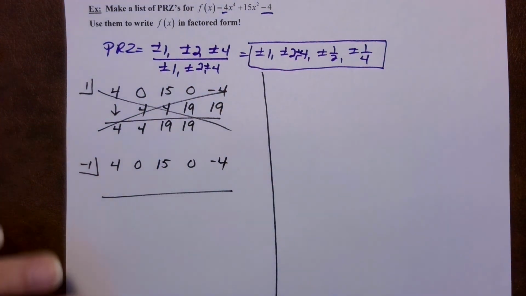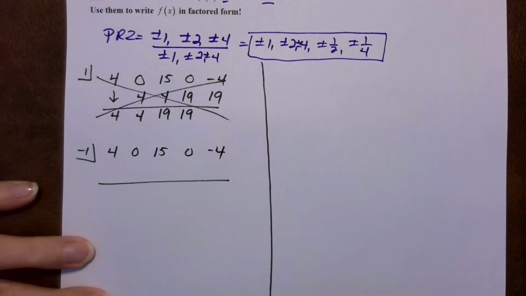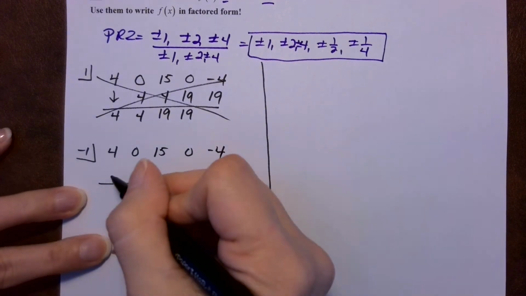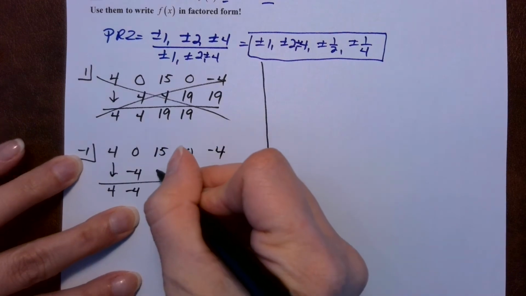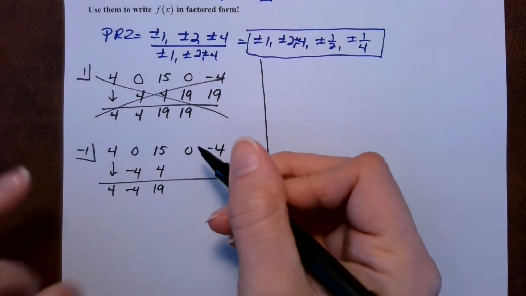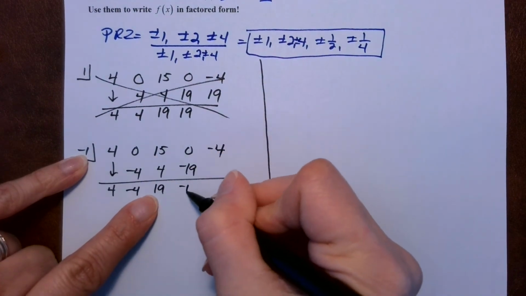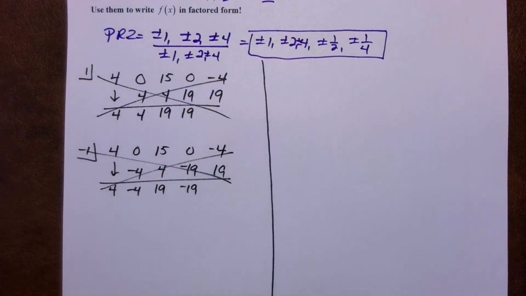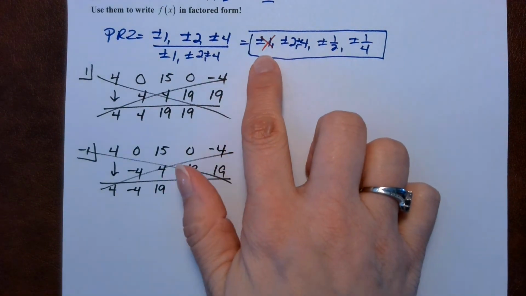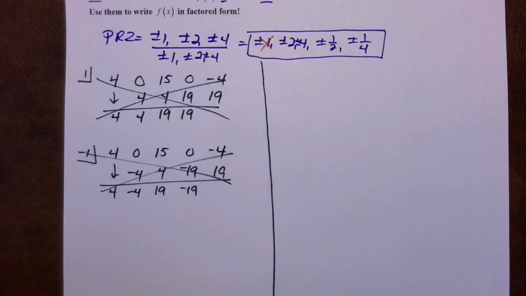Okay, does -1 work? Let's see. 4 negative times negative makes positive. 19 times -1 negative. Nope. Okay, well at least I found out something. Plus minus 1 does not work. It's not going to work now. It's never going to work. I can just totally cross it off the list.